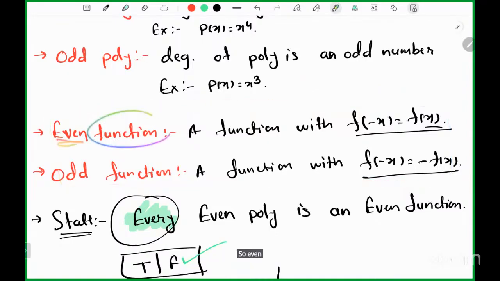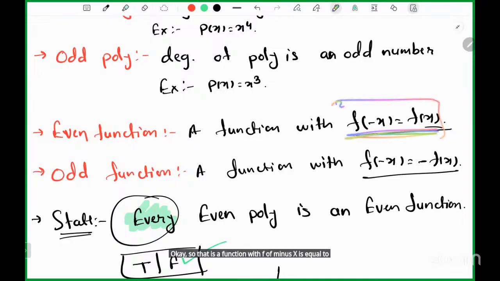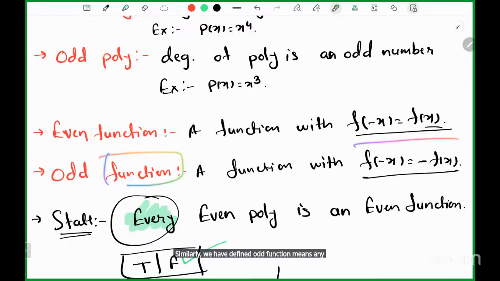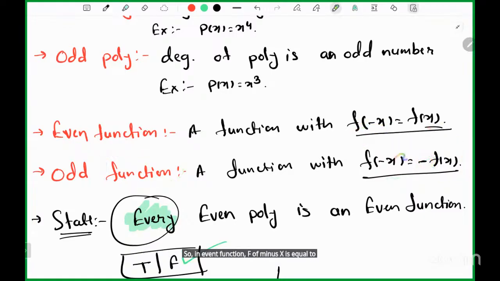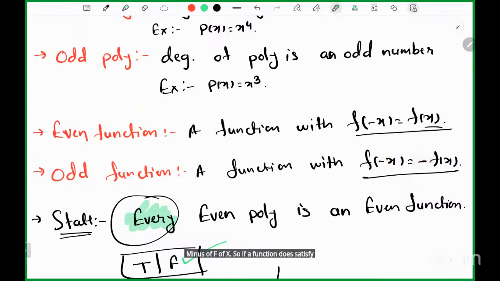So even function means we have a function, and with that function we have a property, right? So if a function satisfies this property, that function is known to be an even function. Okay. So that is a function with f of minus x equals f of x for all x belonging to their domain. If this is true for all x, then it's an even function. Okay. So even function has its own definition. It says that any function with this property is known to be an even function. Similarly, we have defined odd function to mean any function with this property. So there is a change in the minus sign. In an even function, f of minus x equals f of x. In an odd function, f of minus x equals minus of f of x. So if a function satisfies this property, it's known to be an odd function.